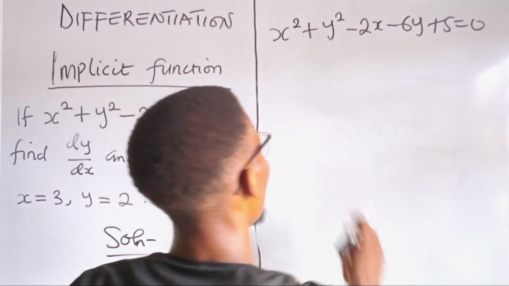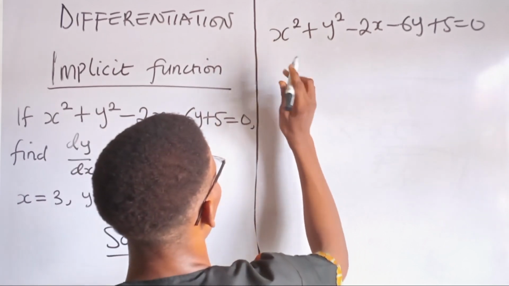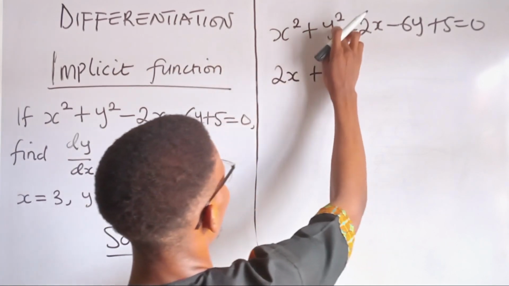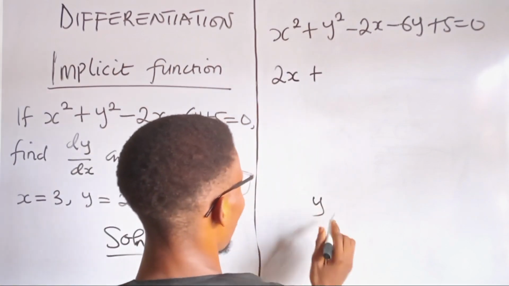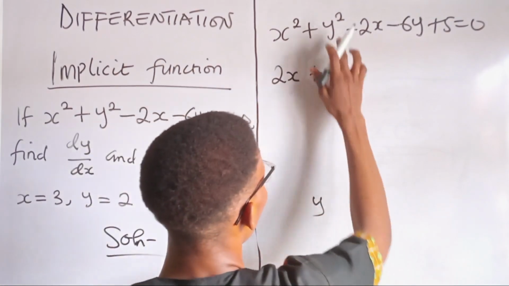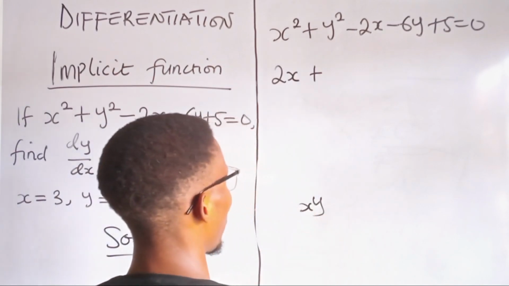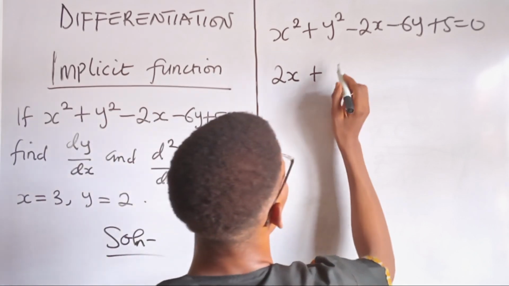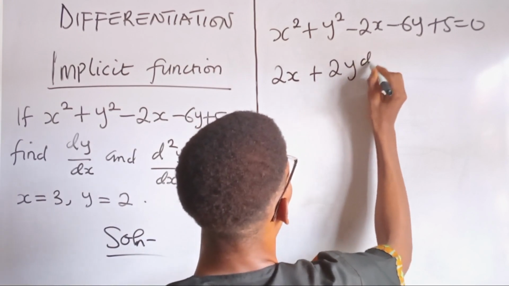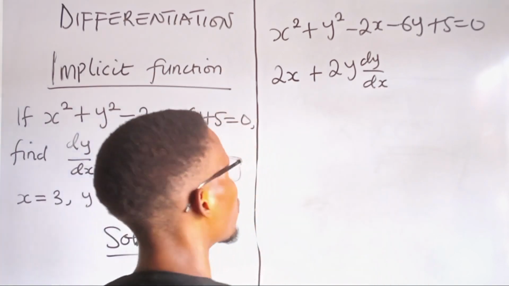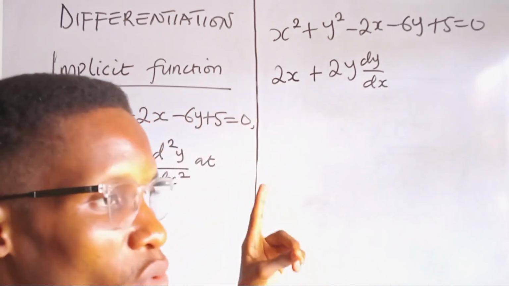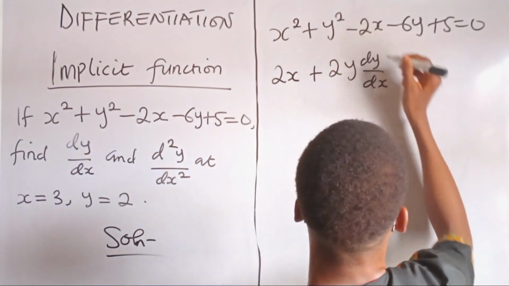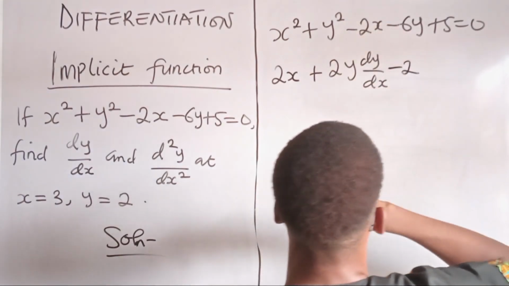So in this case, differentiating x squared with respect to x gives 2x. Then plus, here we're differentiating y, so we write 2y dy over dx, showing that it's not with respect to y but with respect to x. The next one, minus 2x, gives us 2 as the derivative.